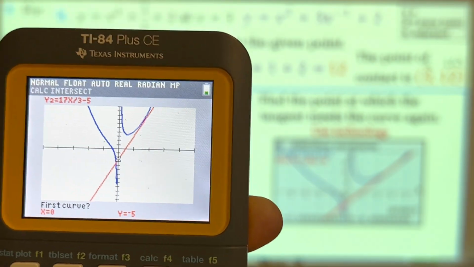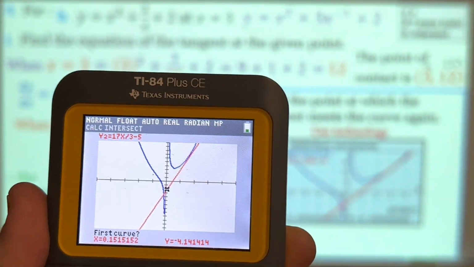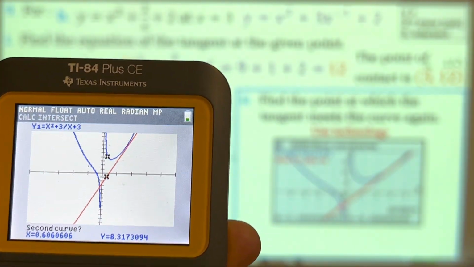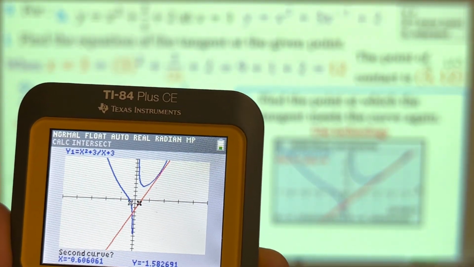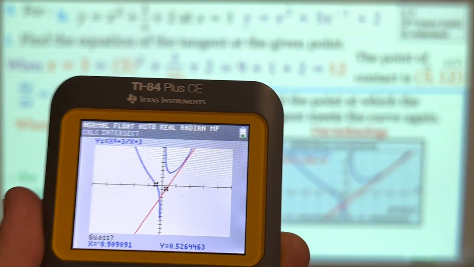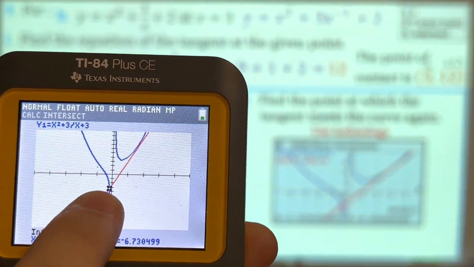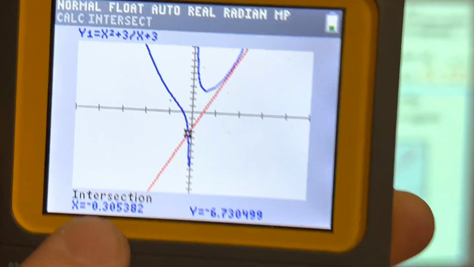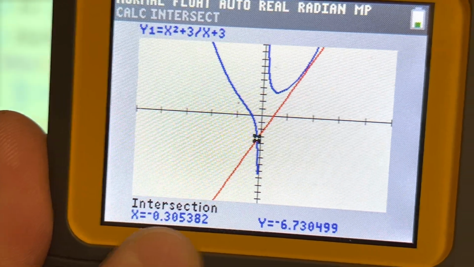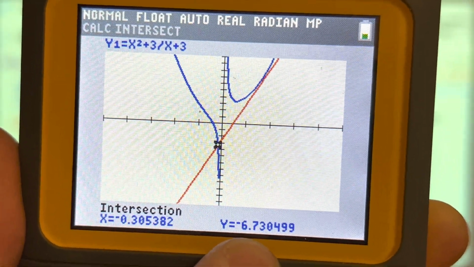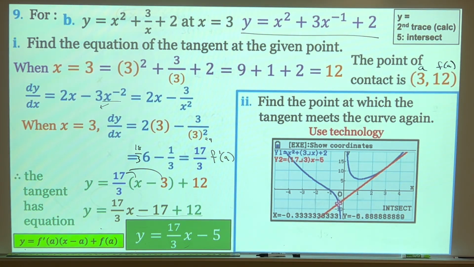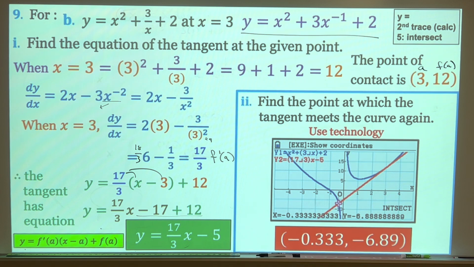We are going to go with this blue. Where are we at? The red. And we don't want that blue. We want this blue. Enter. Enter. Brings us right down to here. Gives us our points. Negative 0.305, negative 673. All right. So that gives us our points. And using technology, about negative 1/3.